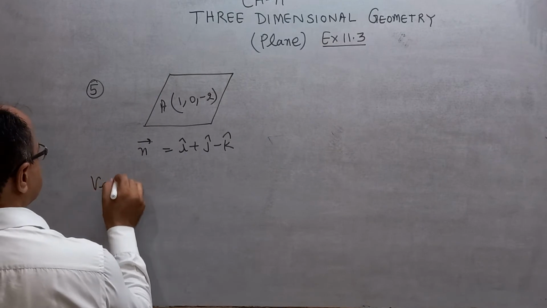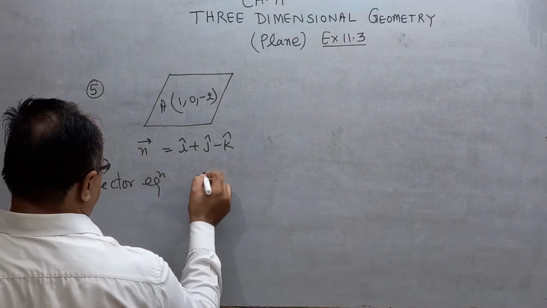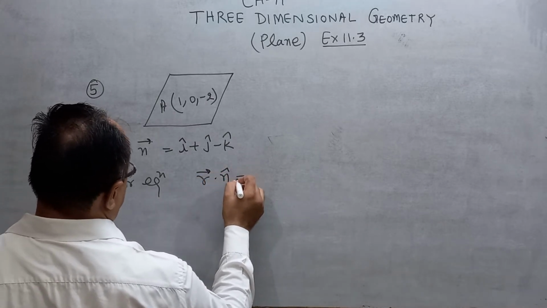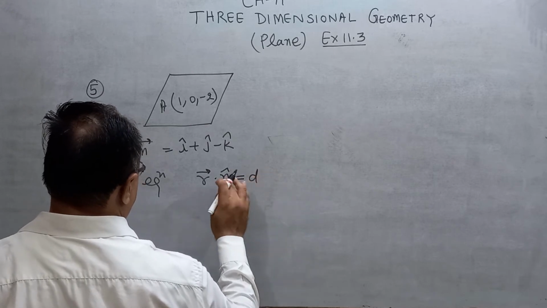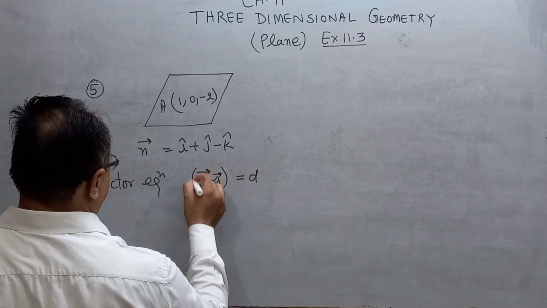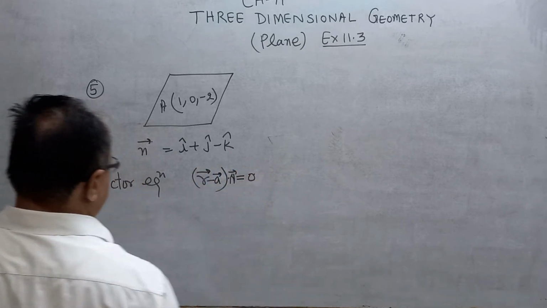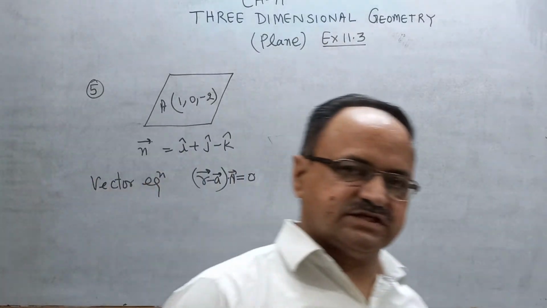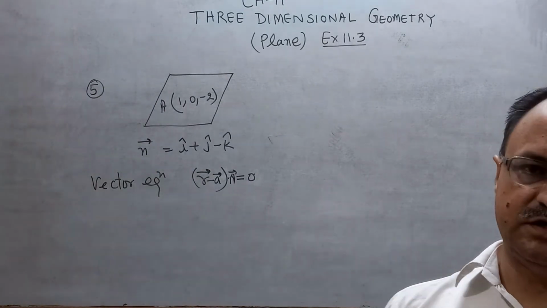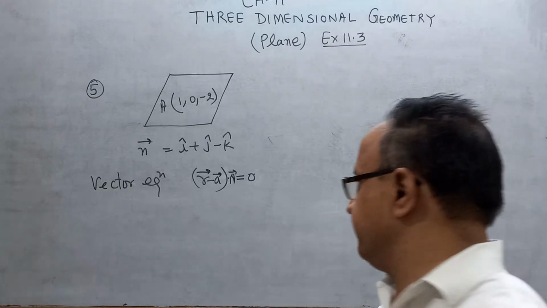Vector equation: the formula you know very well. Vector r dot n cap is equal to d. You can also use this formula, (vector r minus vector a) dot n vector is equal to 0, for the vector equation of the plane passing through a given point and perpendicular to the given vector.